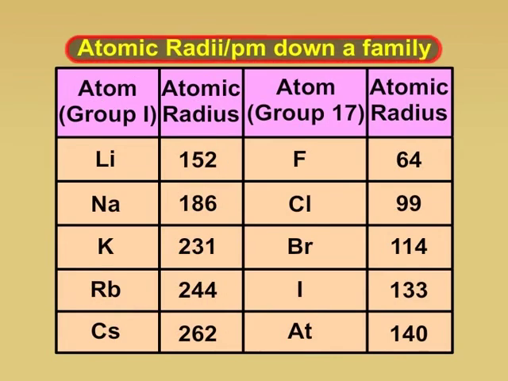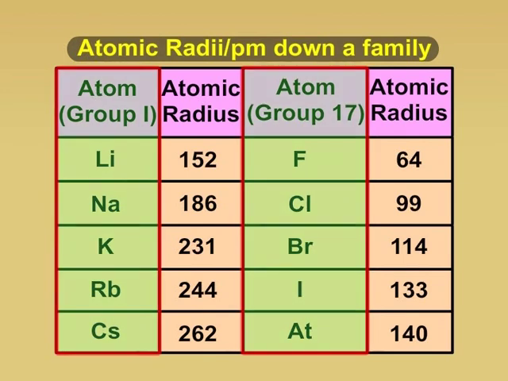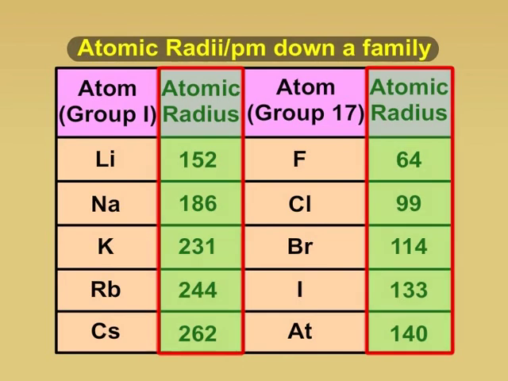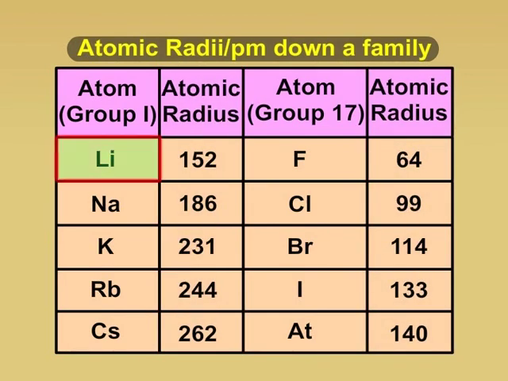Next, have a look at the atomic radii in picometer down a family. The table on the screen shows the name of the atom and the atomic radius. Atomic radius of lithium is 152. That of sodium is 186. That of potassium is 231. That of rubidium is 244. And that of cesium is 262. Have a look at the other atomic radii of elements shown on the screen.